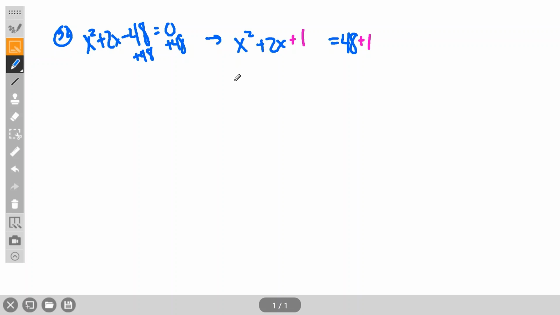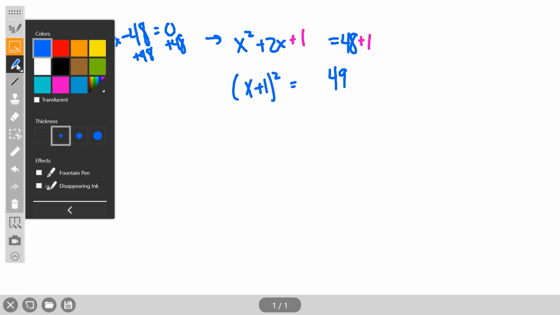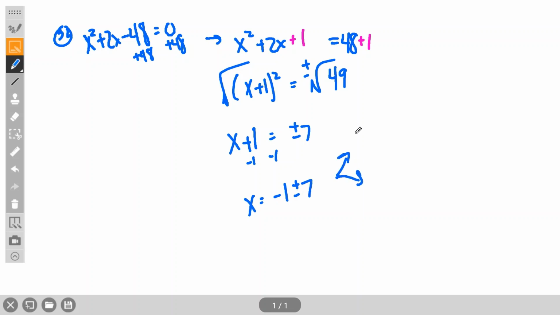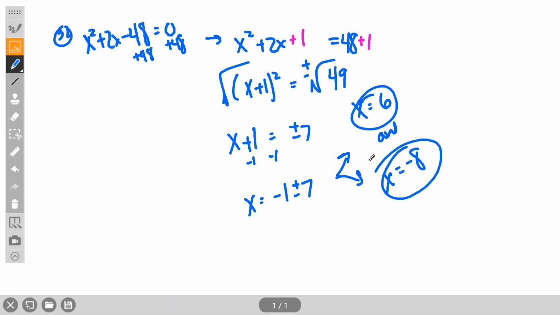That creates a perfect square on the left side, x plus 1 squared. On the right side, 49. I'm going to take the square root of both sides, plus or minus. So x plus 1 equals plus or minus 7. Subtract 1. So negative 1 plus or minus 7. So I have two solutions. Negative 1 plus 7, which is 6, and negative 1 minus 7, which is negative 8.